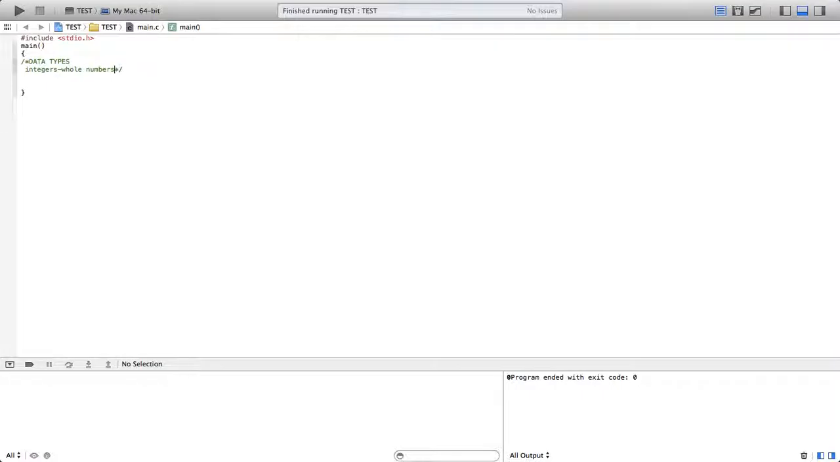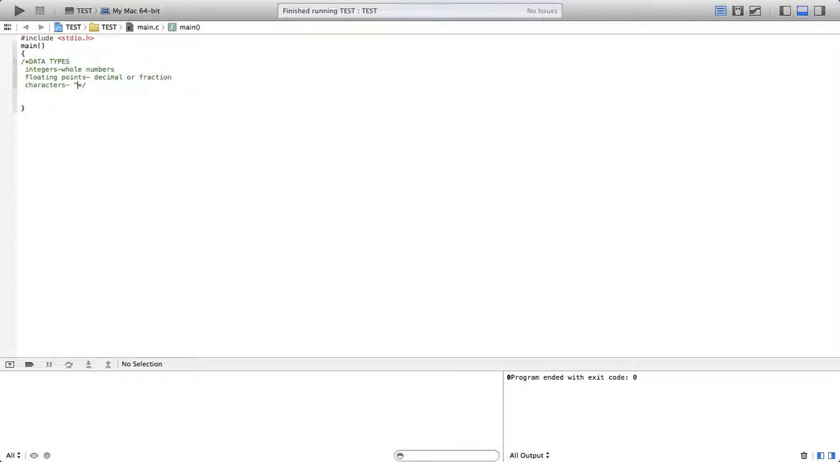Next, there are floating point numbers. Floating points include positive and negative decimals or fractional numbers. When you print a floating point, it shows 6 decimal places. The last data type is characters. You use them for a single letter. It must be in single quotes.